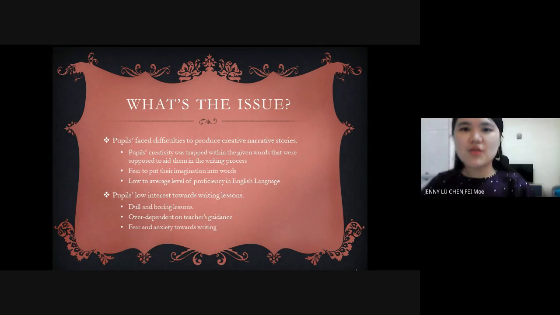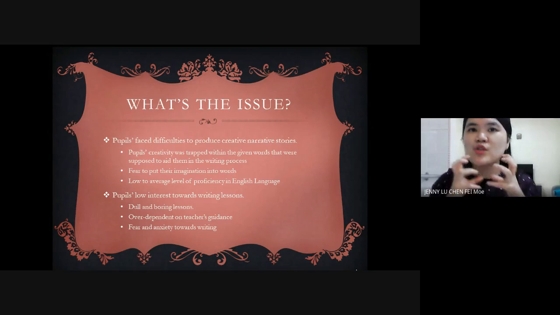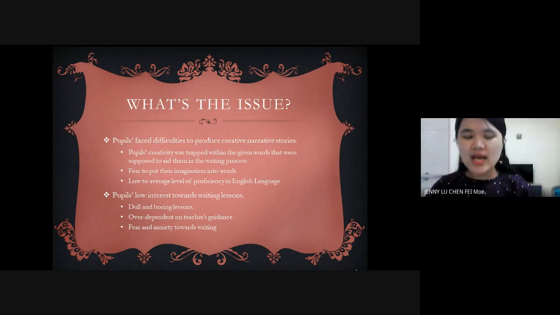So what does it mean by the given words here? If you look at the Bahasa Inggris Penulisan paper, in section C, there are 2 questions that comprise 2 pictures, as well as several given words or vocabulary that are supposed to aid their imagination and help them to write better. But the problem here is that the pupils' creativity was trapped within the given words. They had this wrong mindset, thinking that they need to use all of the words in the story, and not choosing the ones that can help to enrich the story based on their own creativity.